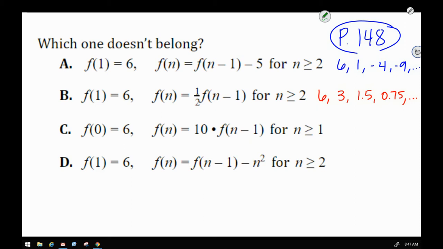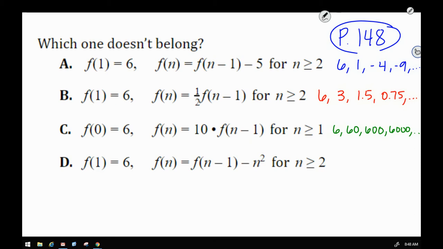Okay, what's happening between each one of these? Multiply by 10, so we start at 6, and then 60, and then 600, and then 6,000. Forever and ever. Okay, what about sequence D?